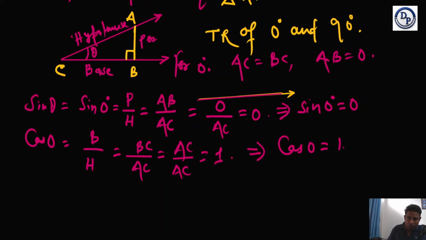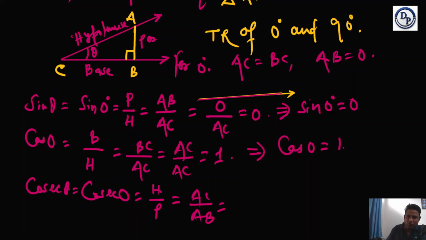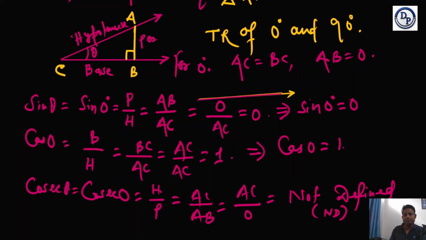Similarly, for cosec 0, we write the reciprocal of sine theta for cosec theta. What do we get? We get H by P. Again, H is AC and P is AB. For 0 degrees, AB becomes 0, and AC will remain AC. So this is not defined. This is ND. Okay?